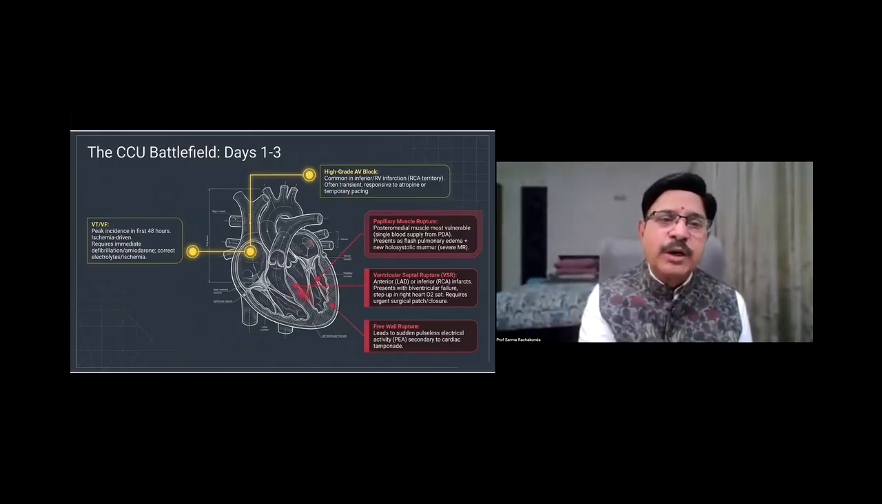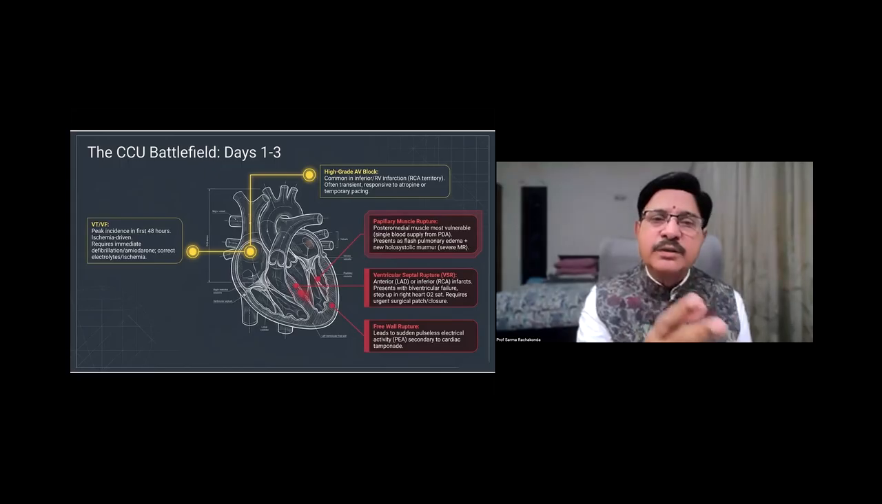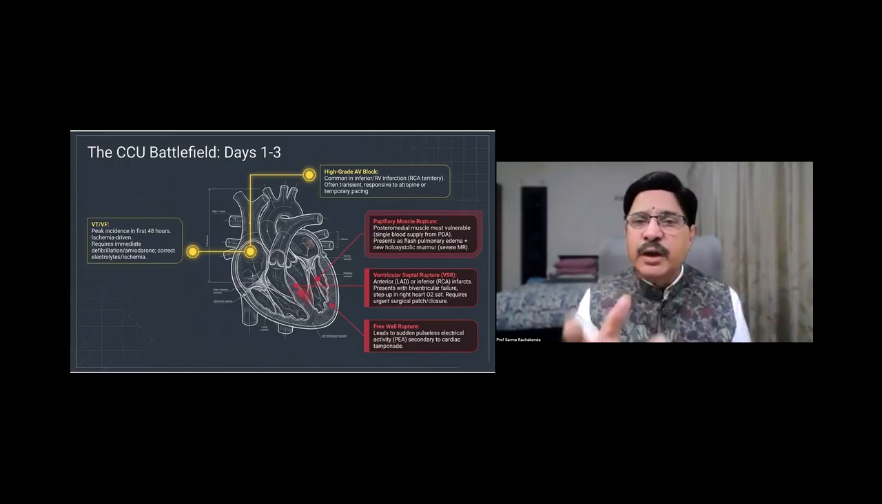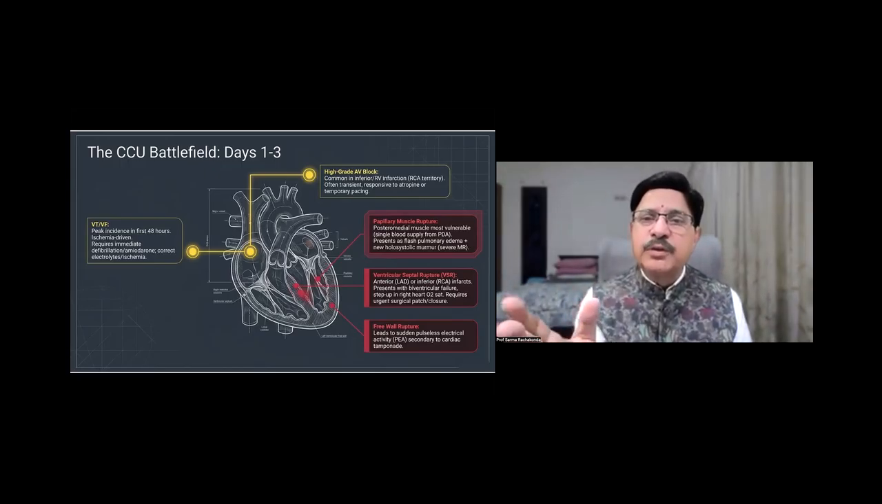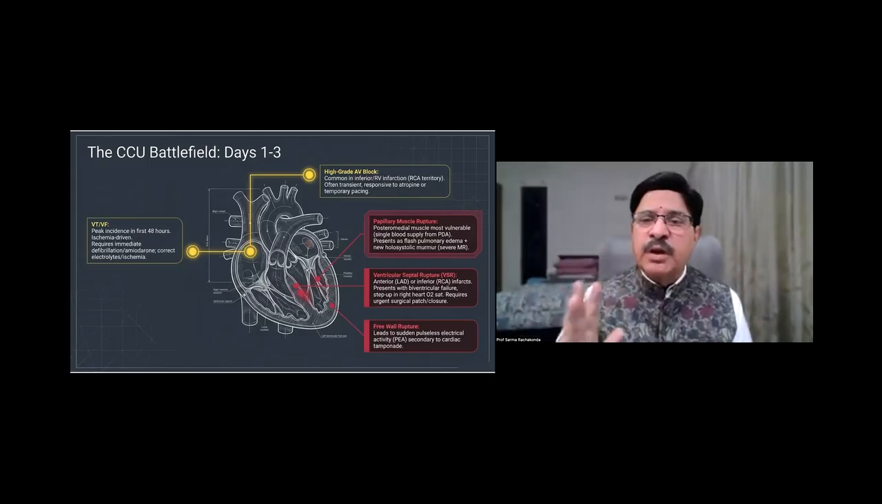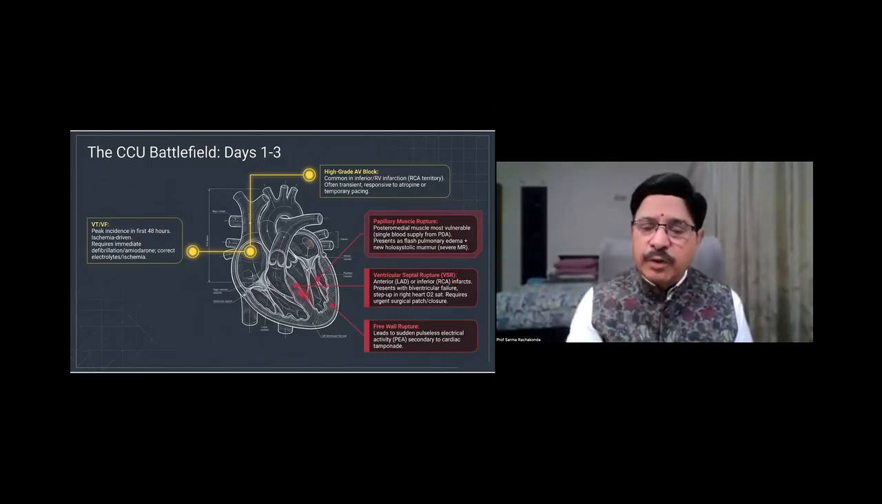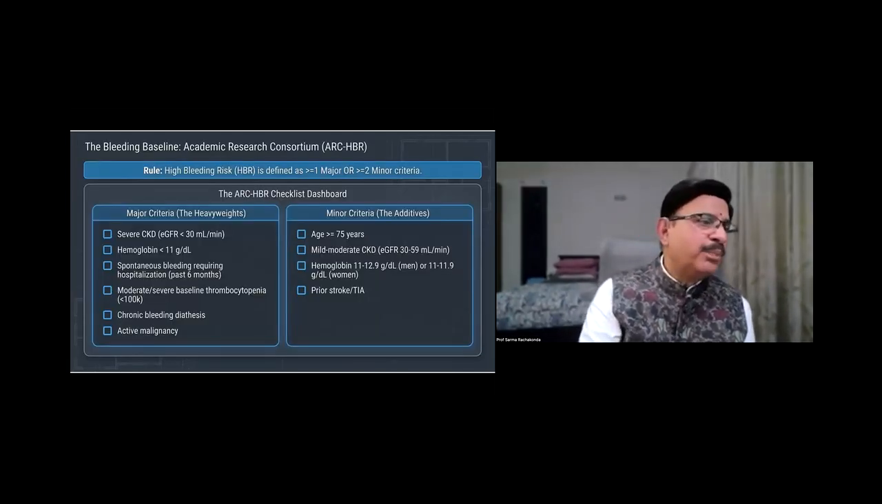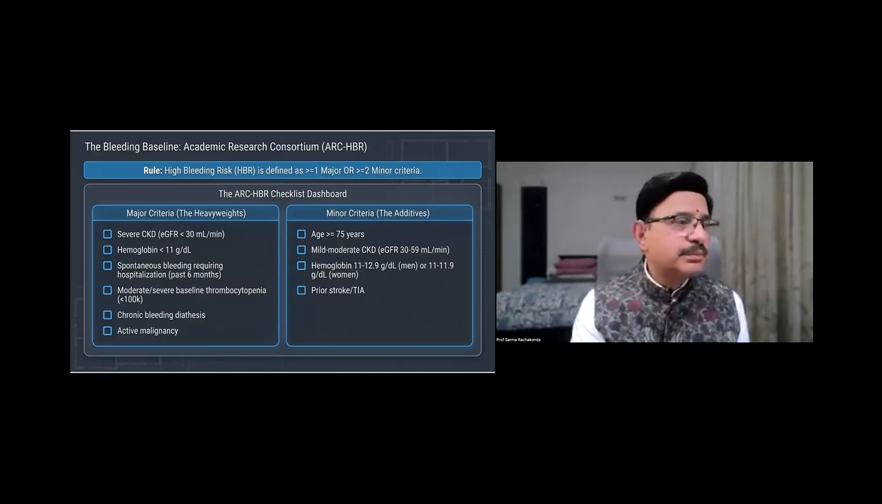VT-VF: defibrillation, amiodarone, electrolytes and ischemia correction. High-grade AV block: atropine may be sufficient, temporary pacing may be done. If there is a mechanical complication like papillary muscle rupture, ventricular septal defect, or free wall rupture, they must be surgically tackled. Now, the bleeding risk problem.